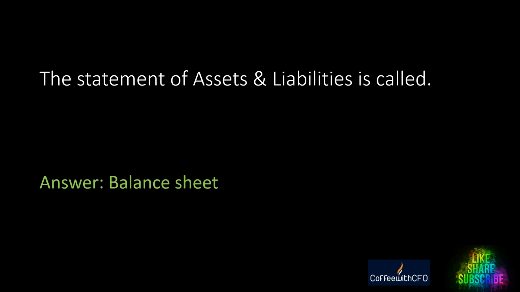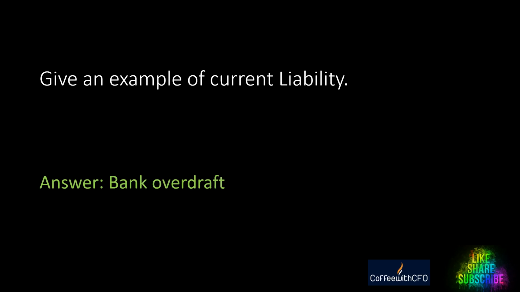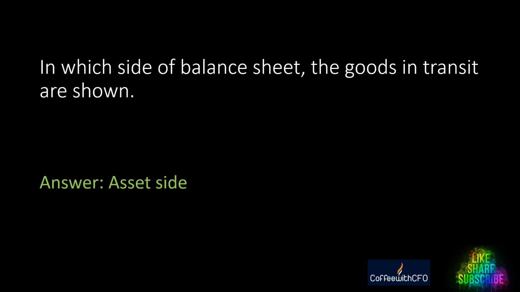Next question. The statement of assets and liabilities is called what? Very simple. It is called the balance sheet, a statement of assets and liabilities on a particular date. Give an example of current liability. You can give anything. For example, bank overdraft is an example of current liability. In which side of the balance sheet are the goods in transit shown? The asset side, because you have purchased the goods and they are in transit. Sooner or later they are coming to your location and are part of your asset.